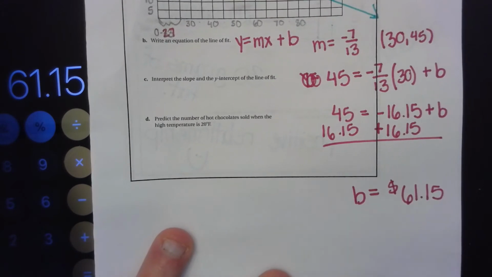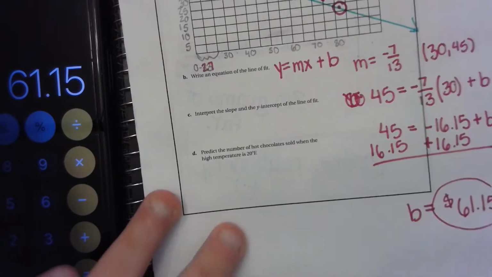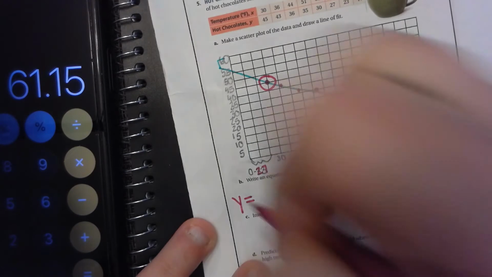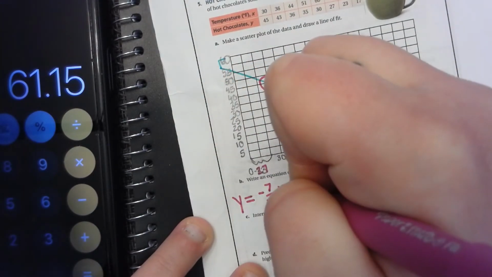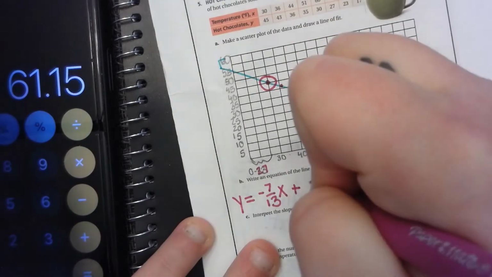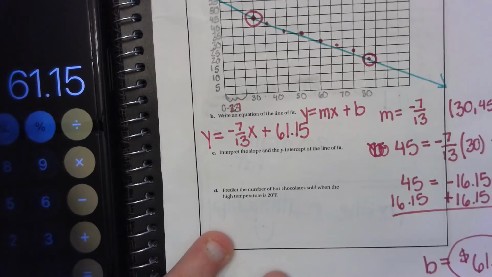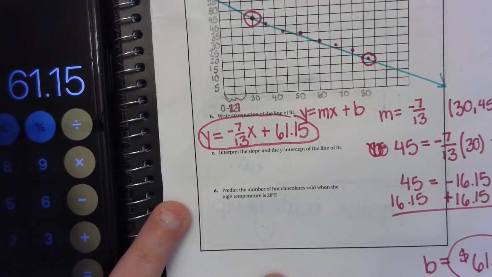From there, I can now take my y-intercept and my slope and put them in my original equation to get a final equation of y equals negative 7/13 x plus 61.15. So that right there is my equation.